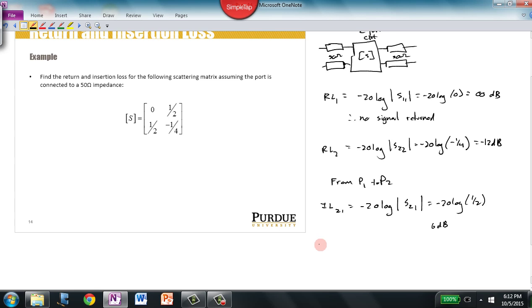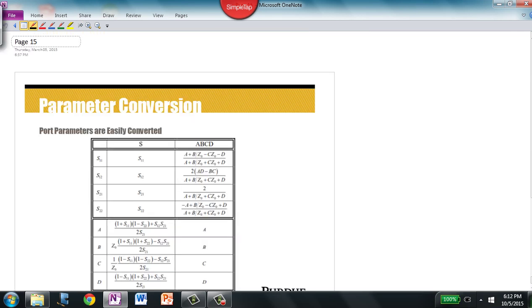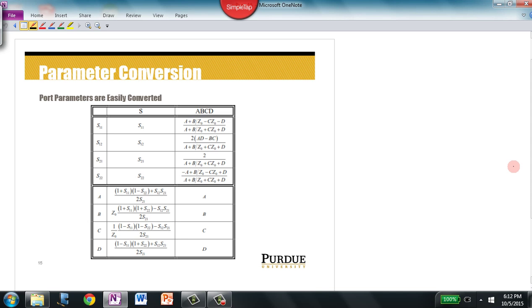And then IL12 is going to be minus 20 log of S12, which is also minus 20 log of 1/2. That's equal to 6 dB. So we didn't have to do that second calculation. We can see that the network is reciprocal, which means that the insertion loss is going to be the same in both directions.